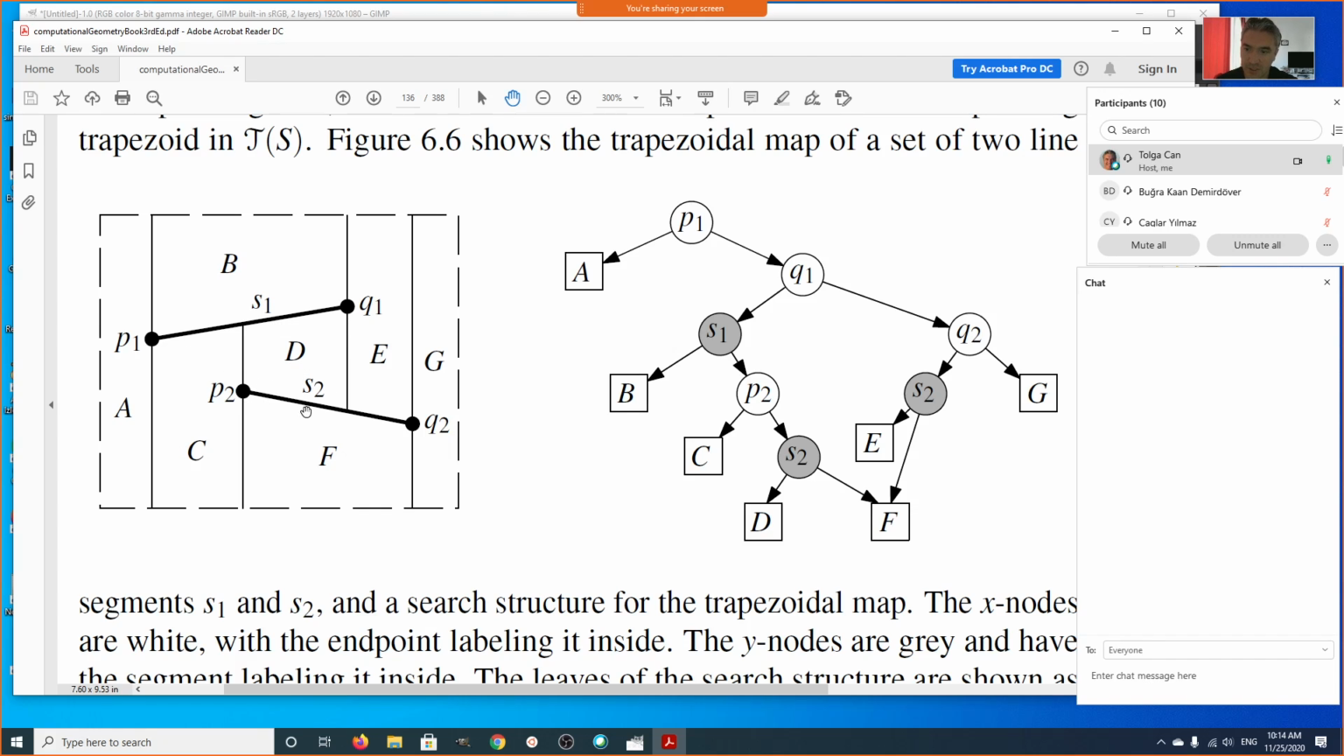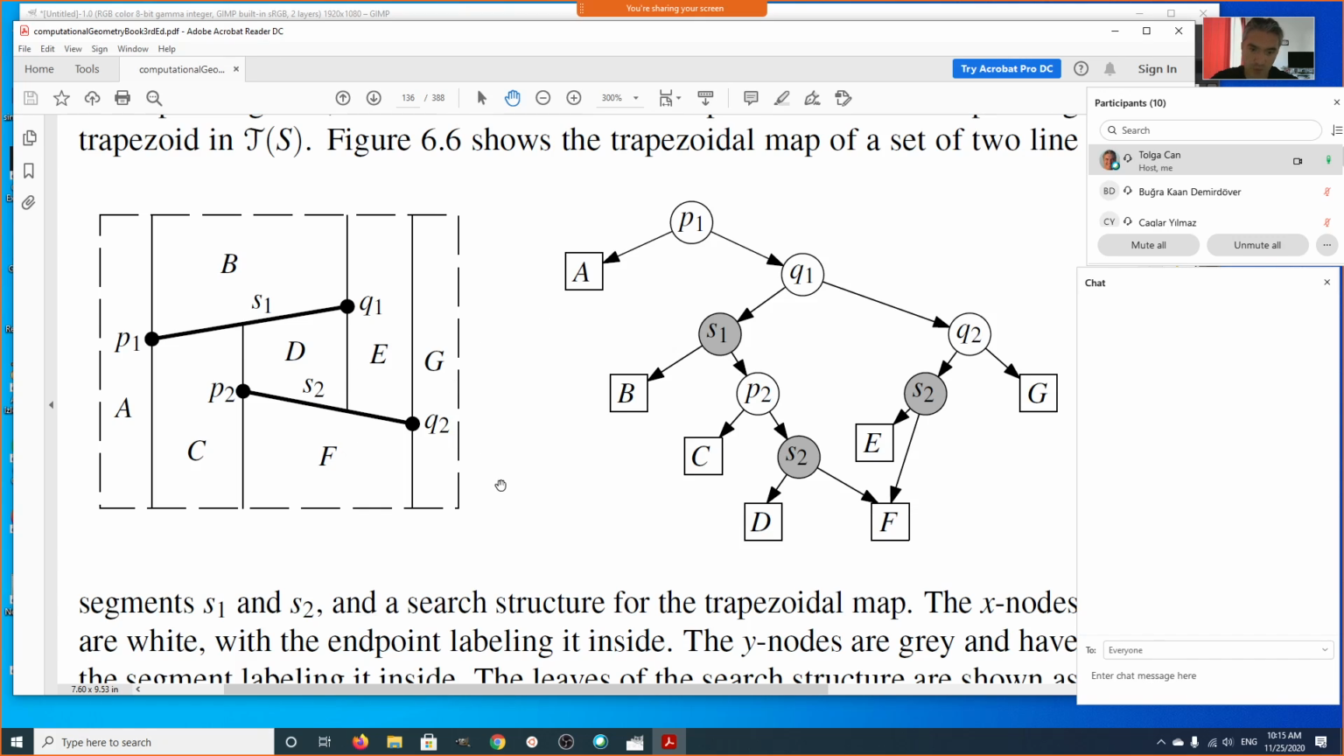This is the top, this is the bottom. For example, for the trapezoid D, the 4 bits of information we are using is this. Its top is S1, its bottom is S2, its left point is P2, its right point is Q1. So that's what we store for trapezoid D. This is the information we are going to store for every one of those trapezoids.